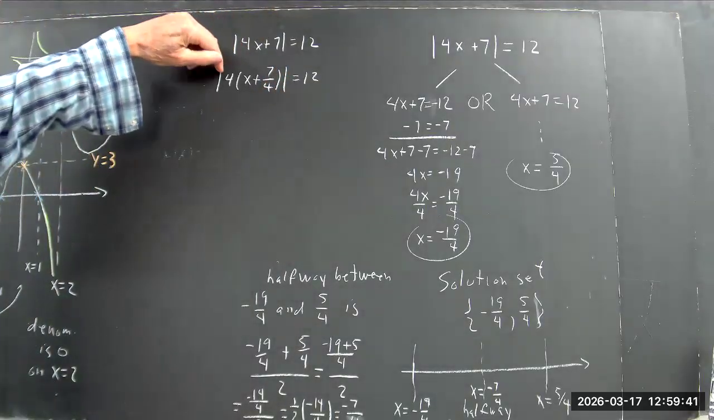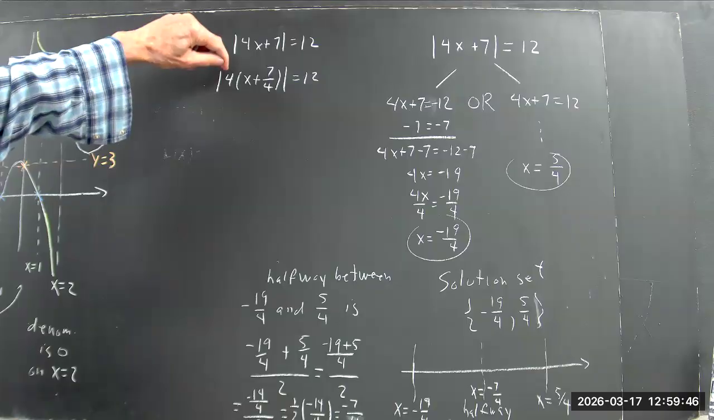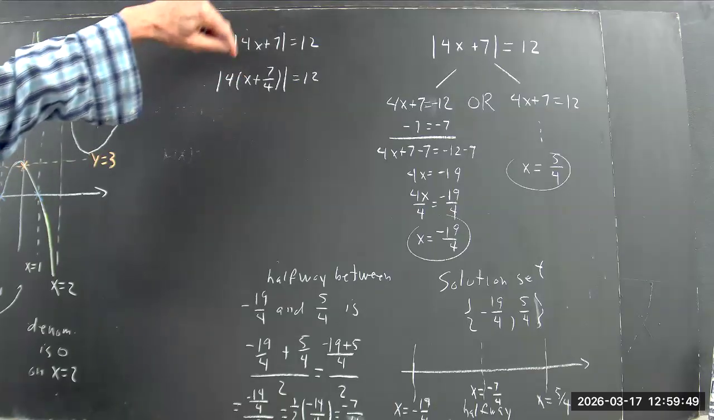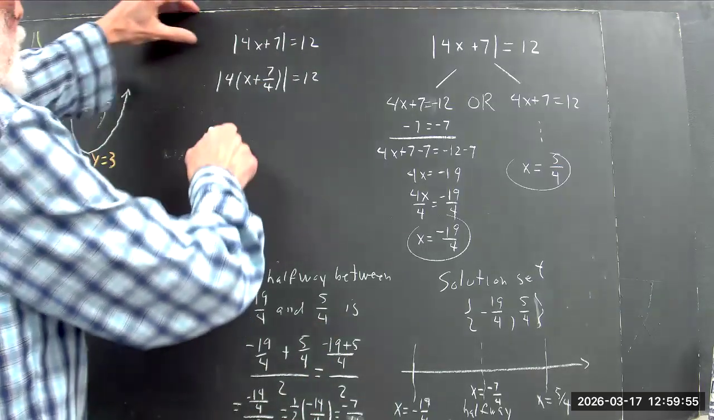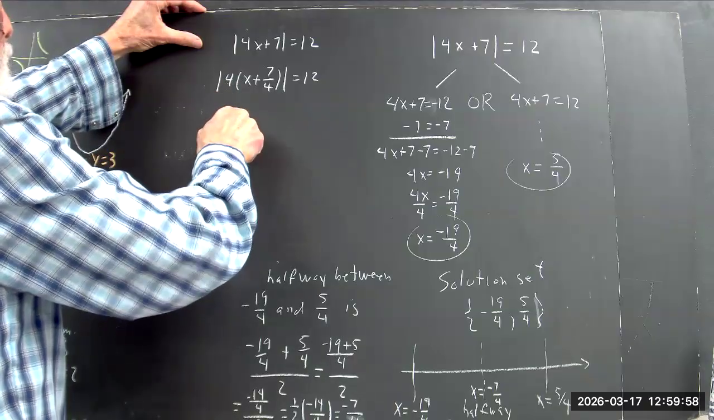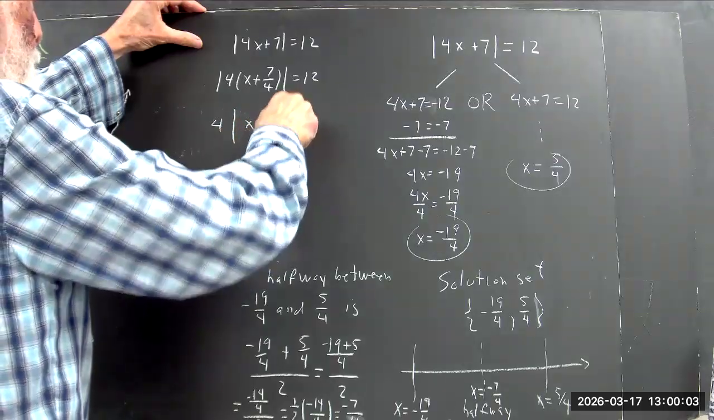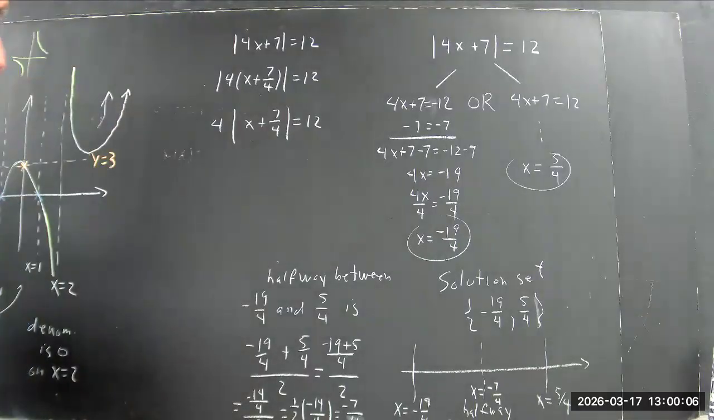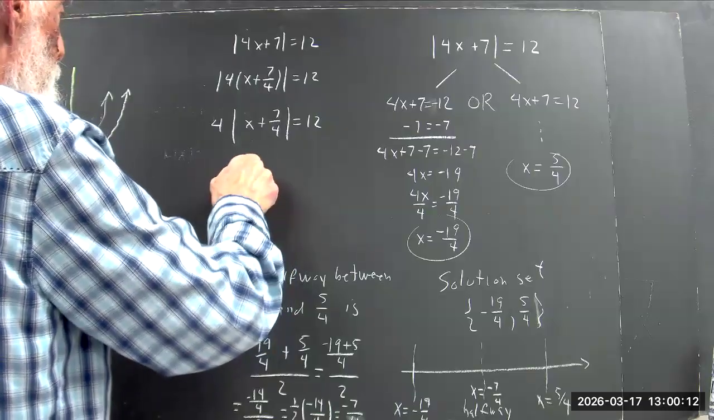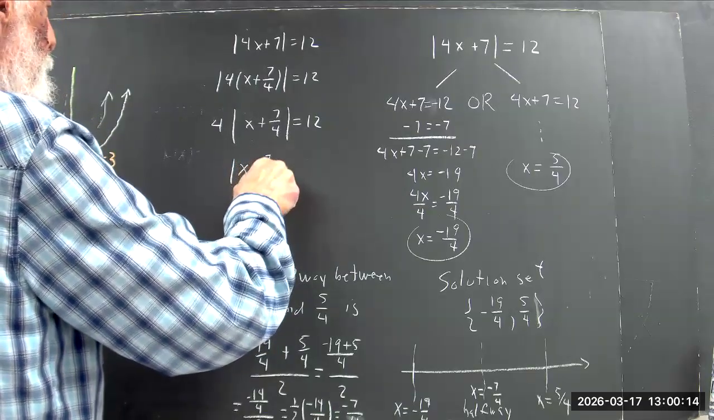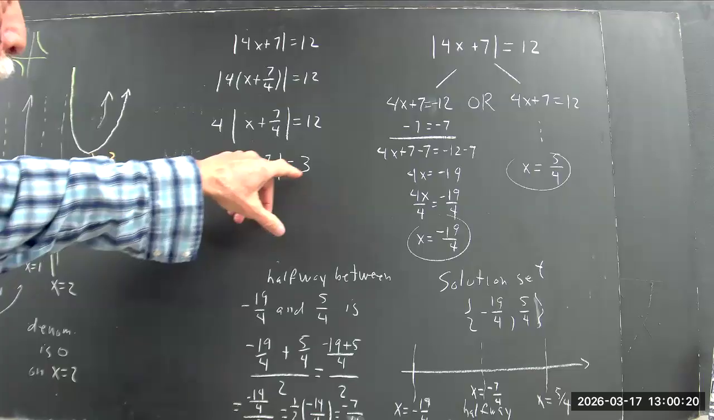4x plus 7 is the same as 4 times the quantity x plus 7/4. It's just the reverse distributive law. By the distributive law, 4 times x gives you 4x, and 4 times 7/4 is 7. That 4 can go out in front of the absolute value sign. In the equation, you could divide both sides by 4, and you get the absolute value of x plus 7/4 equals 3.